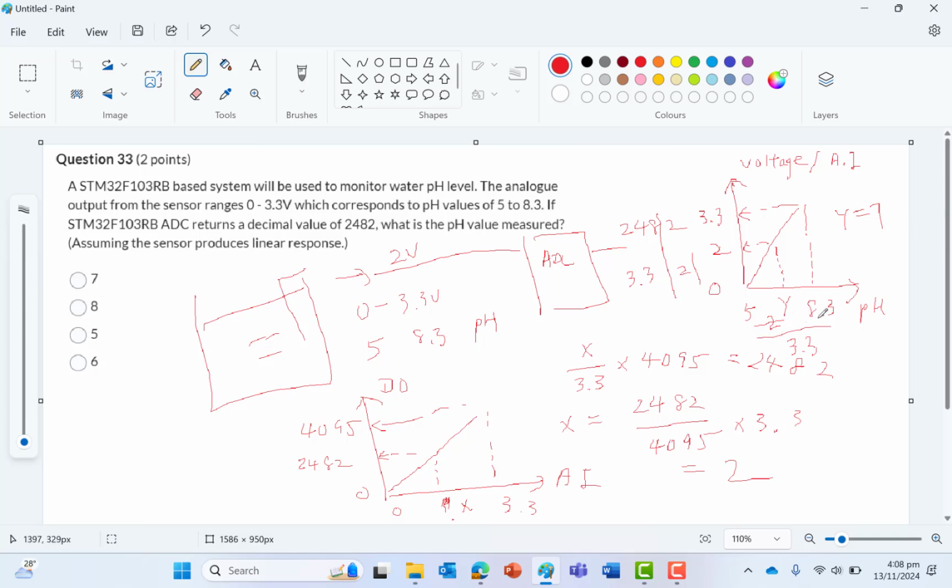This one is 3.3, this one also 3.3. This one goes up by 2, so this one should go to the right by 2. So 5 goes to the right by 2, it's actually 7. The pH is 7. So the answer is A here. They made it very nice so that you can work out the answer easily. If I give you some other number, you have to use a similar triangle. Let me just clear this part.